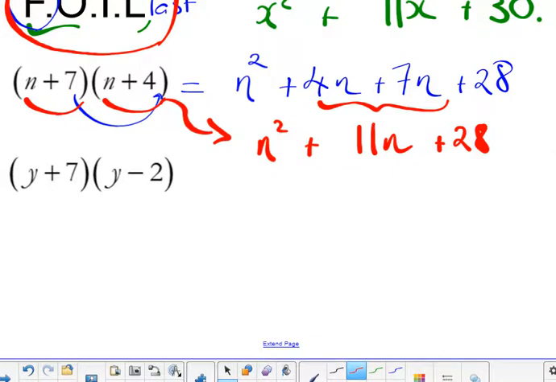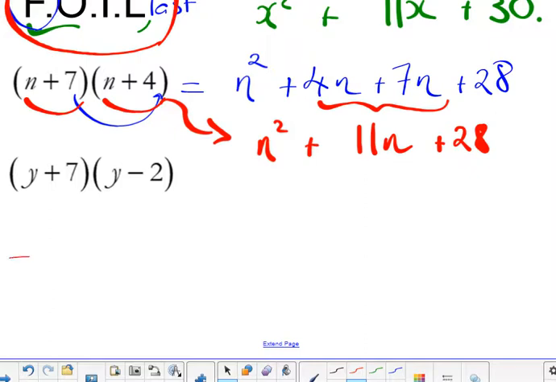Now, let's go through and try it with this one here. This is a little different this time because you notice that instead of everything being added inside the binomial, we've got a subtraction there. So we've got to be careful of that. Now, we can think of y minus 2 as really being the same thing as y plus negative 2. So effectively, with a subtraction of 2, that 2 is sort of a negative quantity.